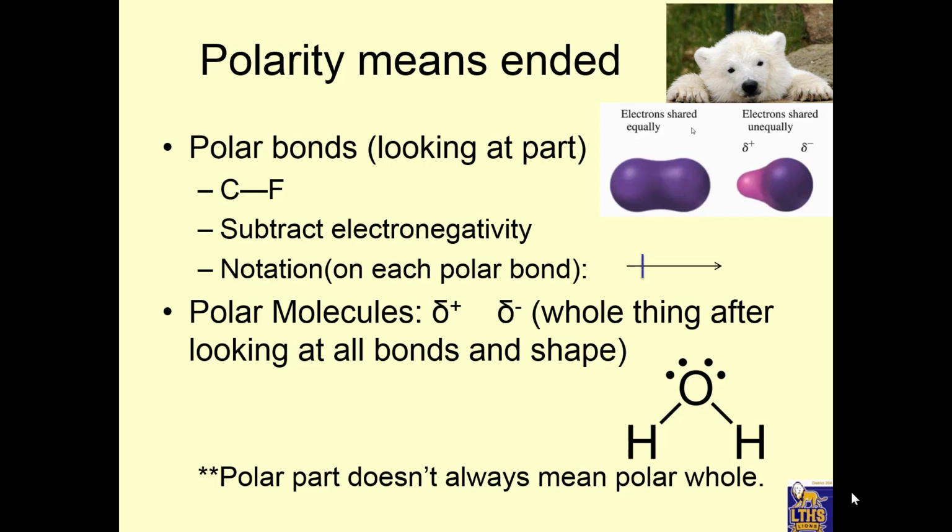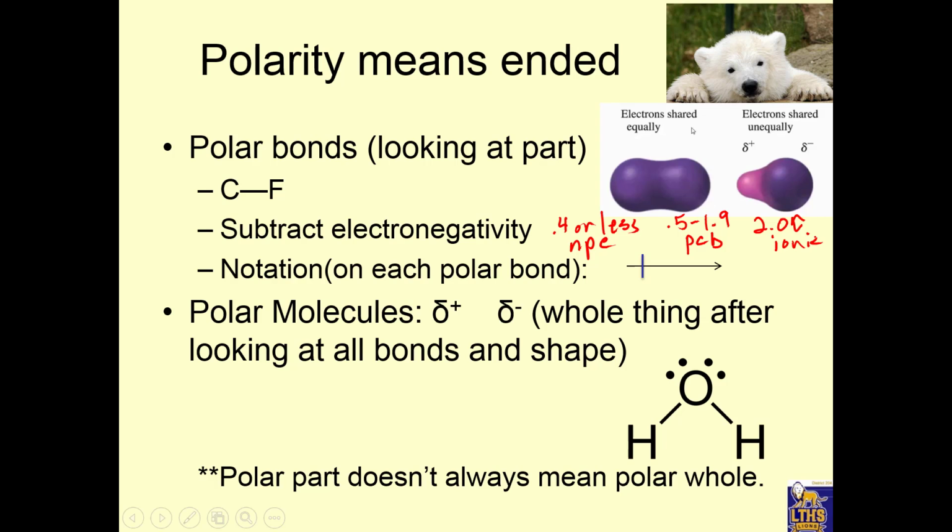So we talked about polarity when we talked about bonds. Polarity means ended. Polar bonds, when you look at part of a molecule to see if the bonds are polar, you subtract their electronegativities, and then we did the cutoff point: 0.4 or less was nonpolar covalent, 0.5 to 1.9 was polar covalent bonds, and 2 or higher was ionic.